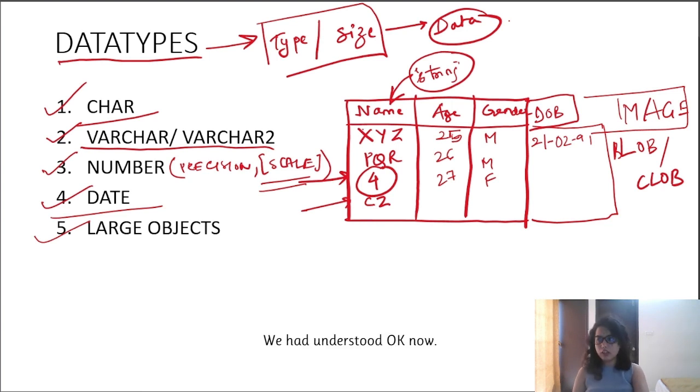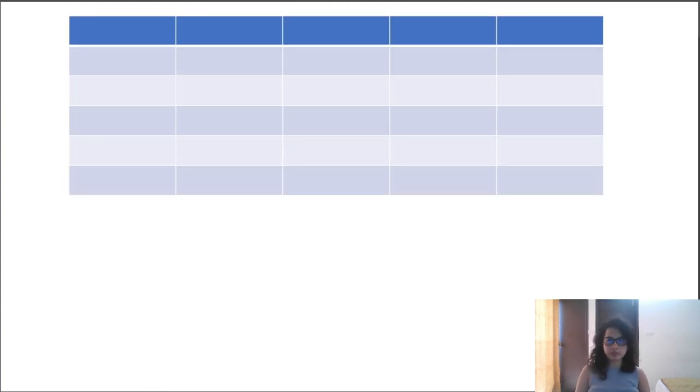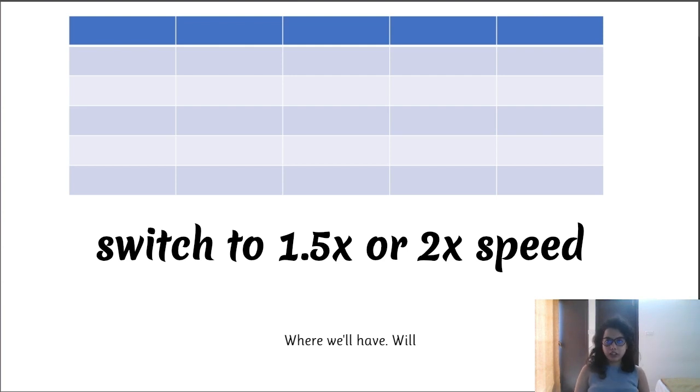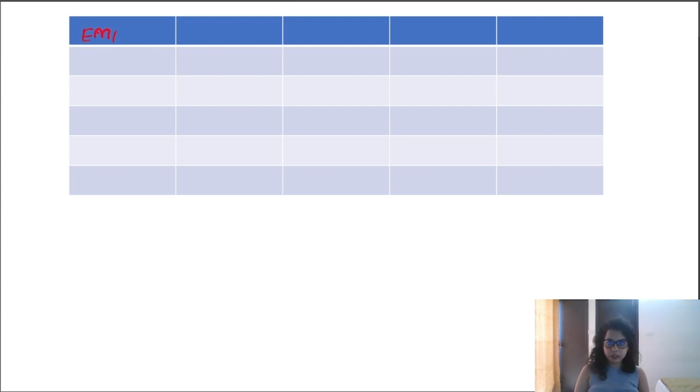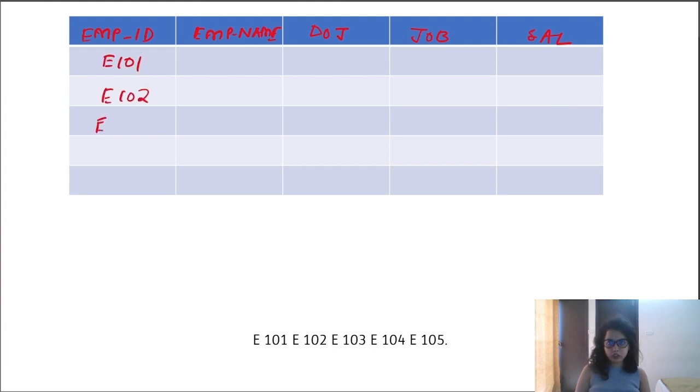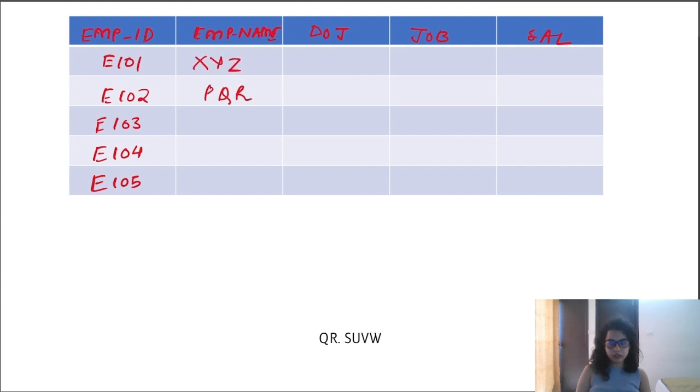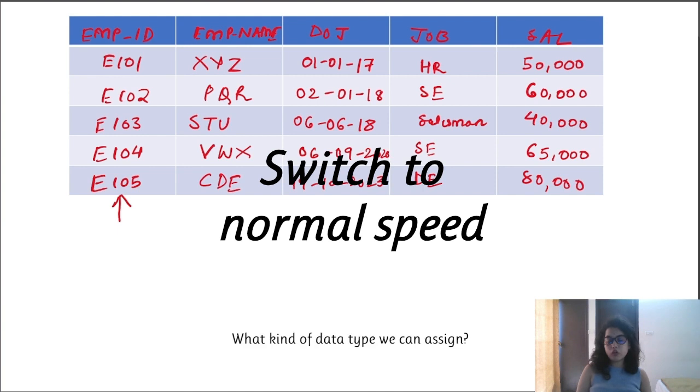Now let's create a table where we'll have the columns employee ID, employee name, date of joining, job, and salary. Now suppose you have employees E101, E102, E103, E104, E105, with names like XYZ, QR. What kind of data type can we assign here?